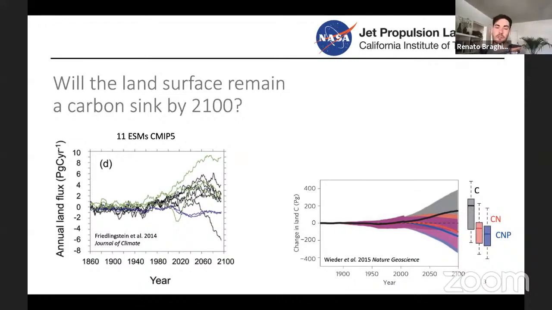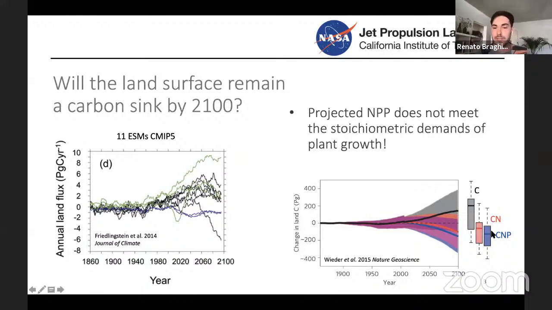Another way of looking into this question is asking: if we get the change in land carbon predicted by these Earth system models, and we calculate how much nitrogen and phosphorus will be required to support that global productivity in the future, would that be sustainable or not? According to this paper published by Will Wieder and collaborators in Nature Geoscience, they found that net primary productivity does not meet the stoichiometric demands of plant growth. So including nitrogen and phosphorus would turn the land surface into a source of carbon by the end of the century.